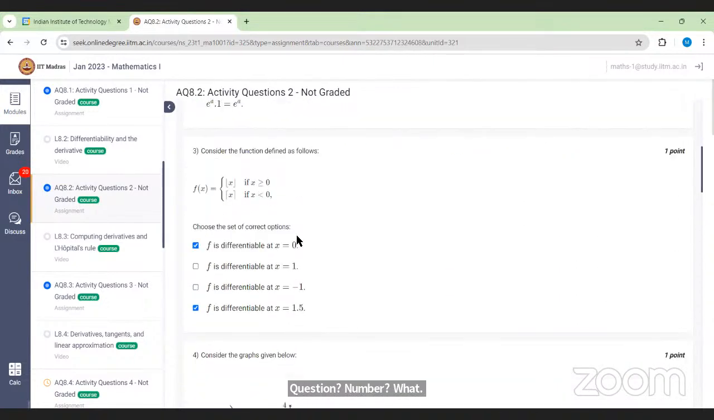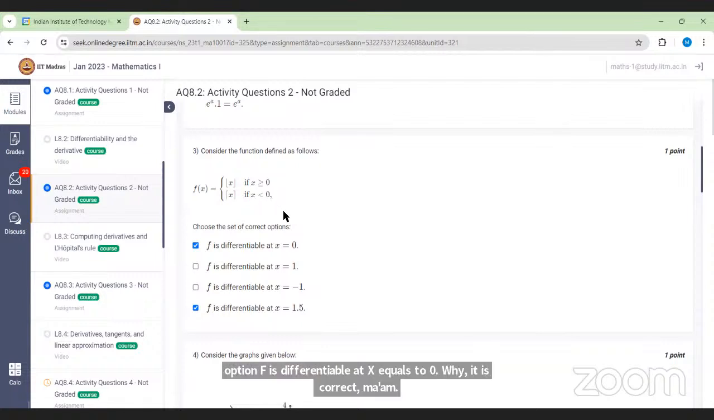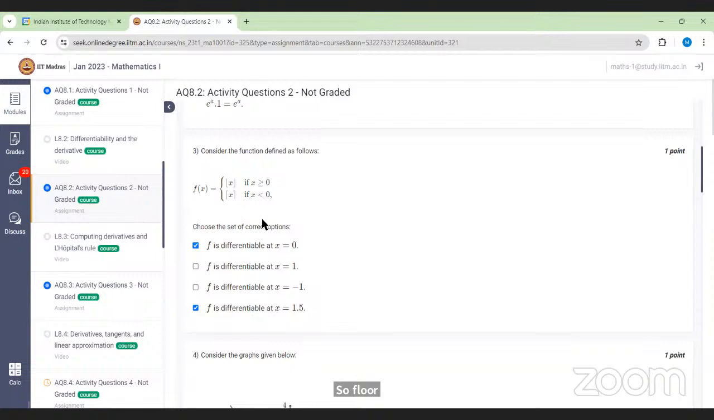Which option? Ma'am, first option, f is differentiable at x equals 0. Why is it correct, ma'am? See, at 0, towards the right hand side, it's given by a floor function, right? So the floor function and these two functions actually make a line there. At 0, what happened? It actually makes a line near 0.